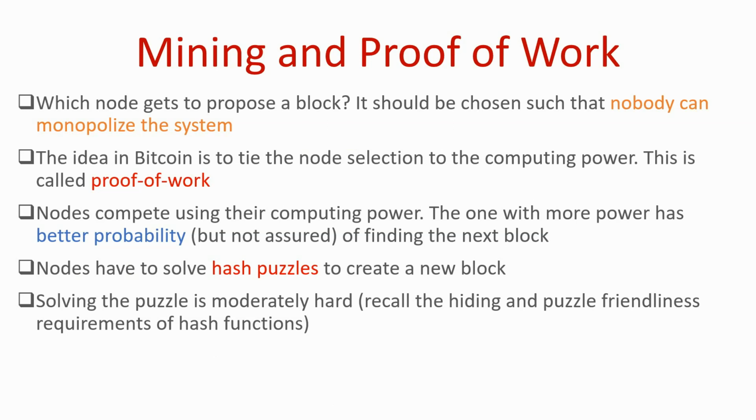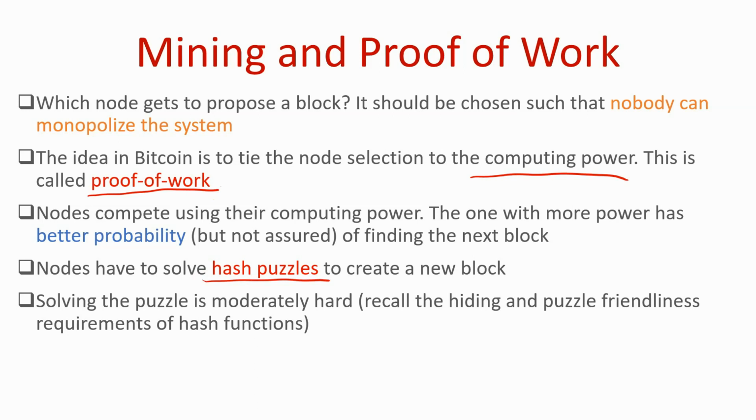And this is exactly what they did. They chose computing power as the resource. Basically, everyone has computing power. Some people have more computing power than the others, but everyone actually has access to computing power. And so to publish the next block, every miner has to show a proof of work. Every miner has to solve what is called a hash puzzle.